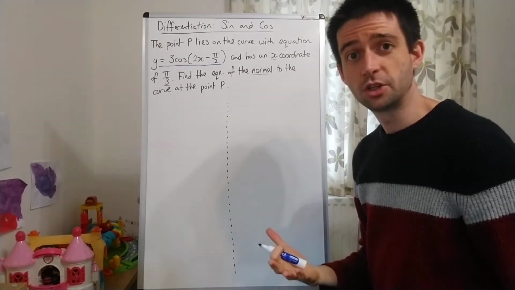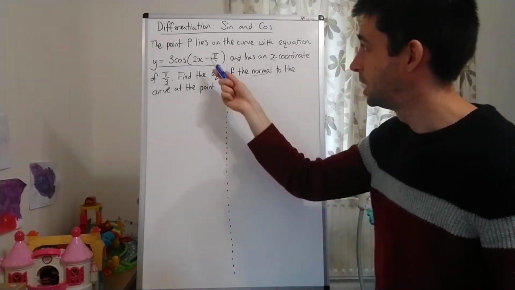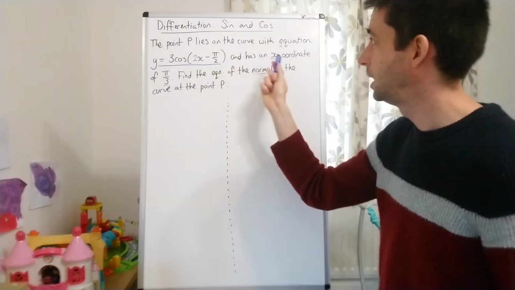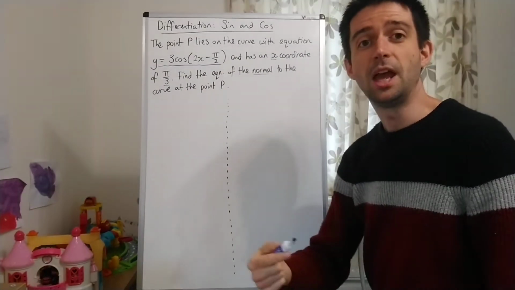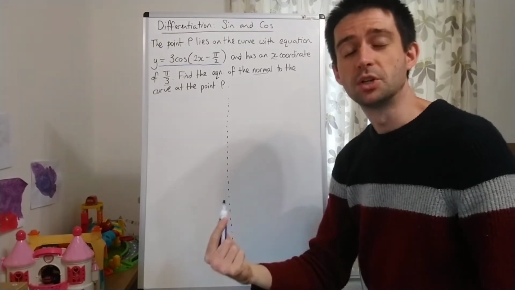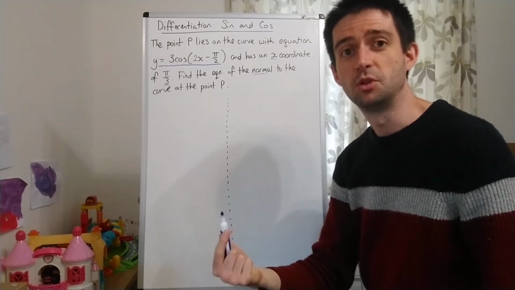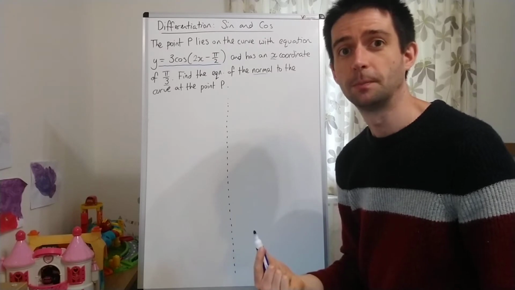Okay, a couple of things just to pick up on to begin with. First of all, 2x minus pi over 2, and the x coordinate is pi over 3. It means we're in radians mode. We must be in radians mode. Calculus with trig has to be in radians mode.